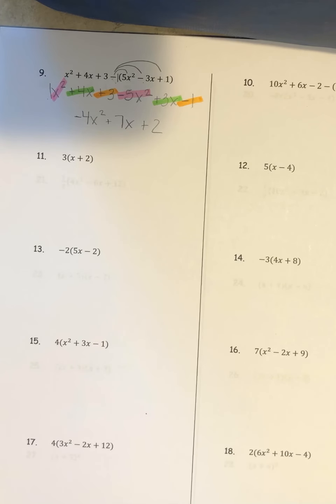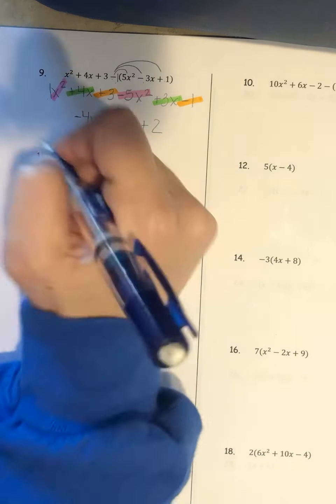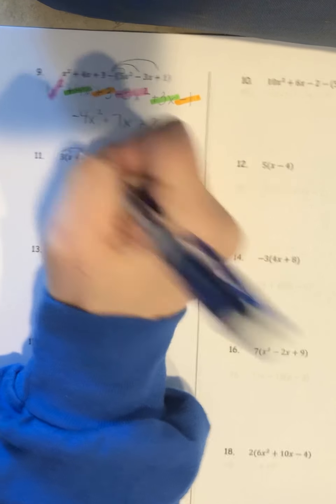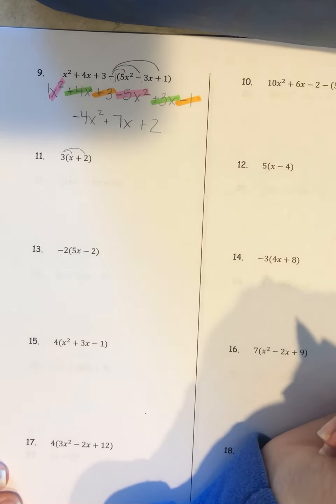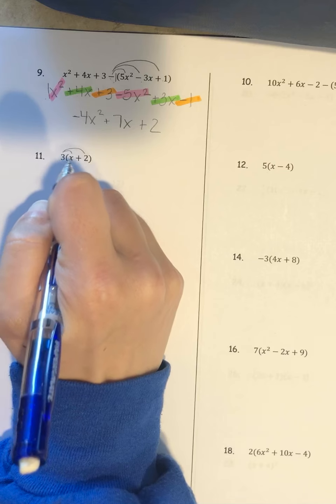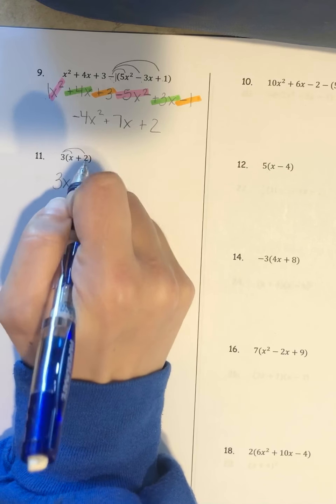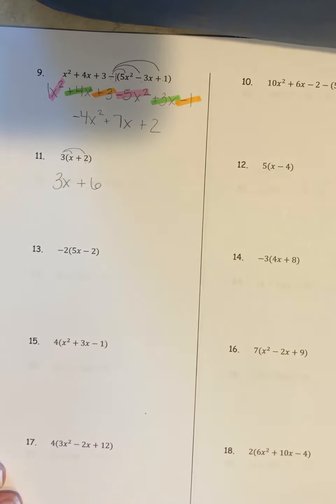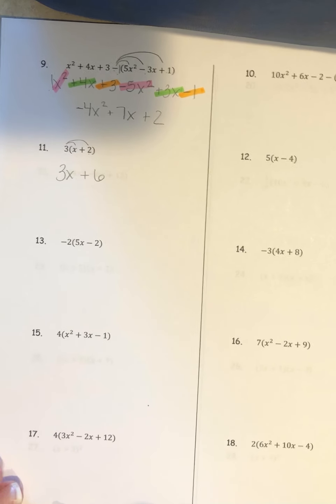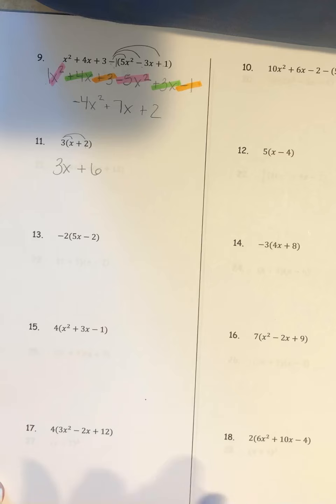Number 11, there is a 3 in front of the parentheses, so I have to distribute the 3 to everything inside the parentheses. So 3 times x is 3x, 3 times 2 is 6. There is no like terms there. Those are not alike.